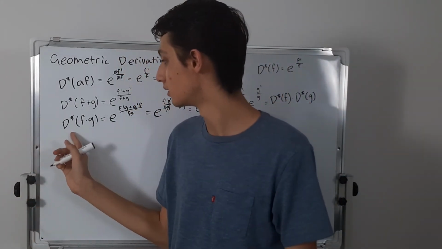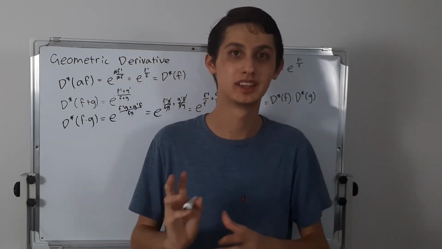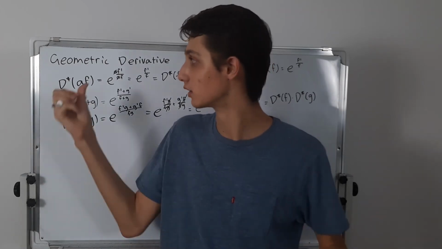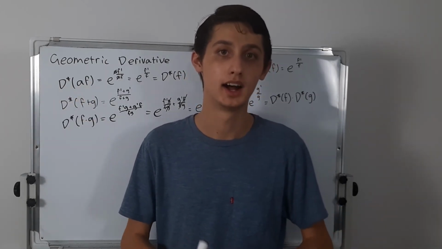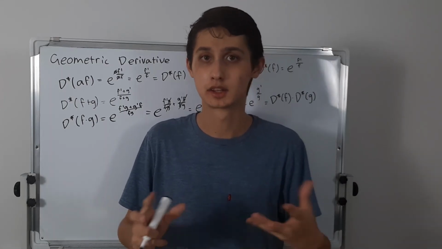We have that the derivative of a product is equal to the product of the derivatives. That is really satisfying, and that should make sense, again, because we are in a multiplicative world. So yeah, this property should make sense. So now let's check the quotient rule.